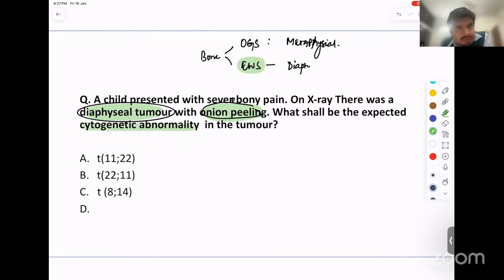So they are asking which mutation is seen. We all know translocation 11;22 is the one which is seen as far as Ewing sarcoma is concerned. Hence, option A will be the correct answer.